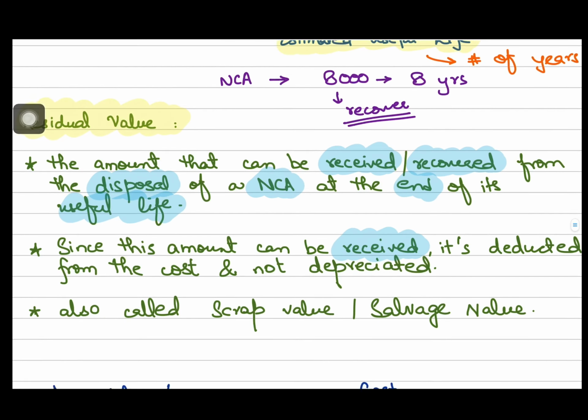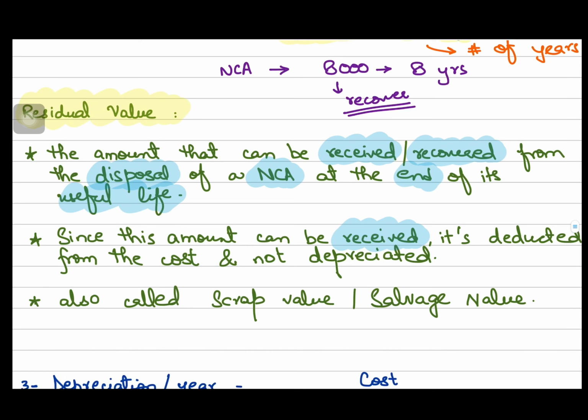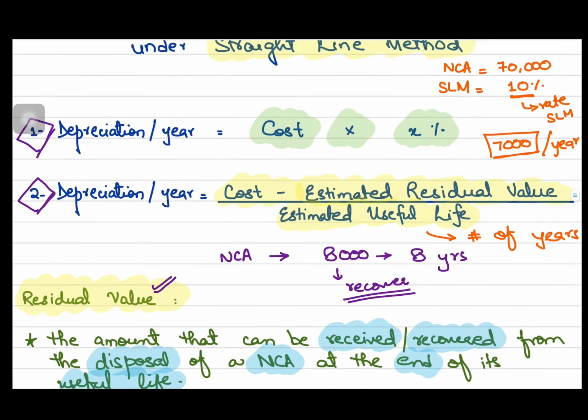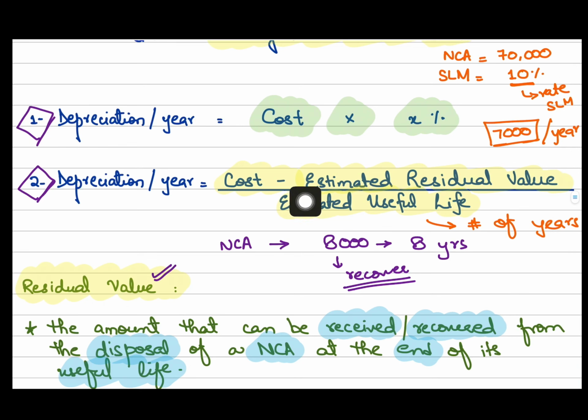What you also need to remember about residual value is that residual value is also called the scrap value or the salvage value of your non-current asset, right? The value can be given to you using any of these terms: scrap value, residual value, or salvage value, right? So again, what is the formula? Cost less the estimated residual value divided by the estimated useful life. Then we'll have depreciation for the year. Right, so we are done with two formulas.